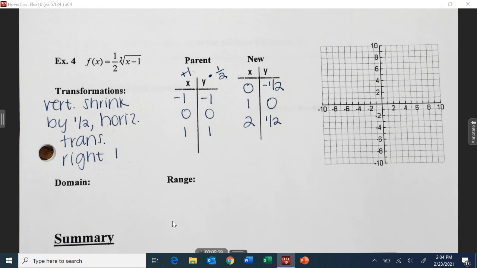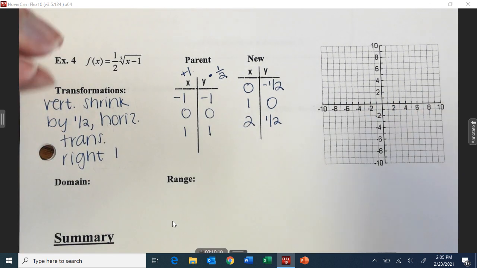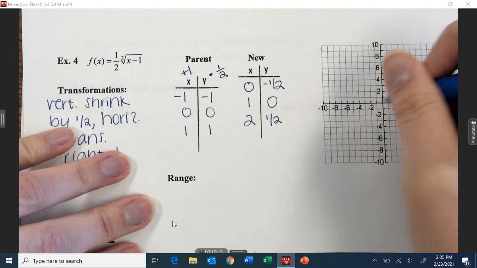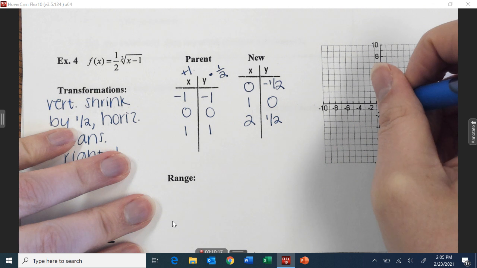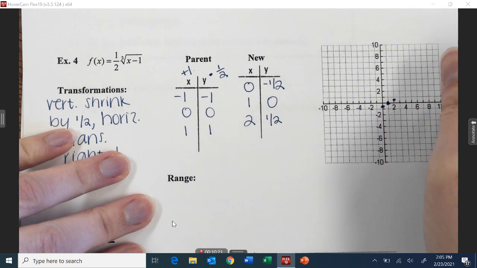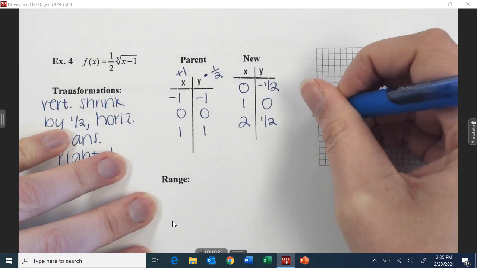Because we are shrinking here, we should be getting further away from the y-axis, which means we get closer to the x-axis, which means our S-shaped graph is going to be stretched out even further. It's going to look even less like an S shape. So 0, -1/2, 1, 0, 2, 1/2. Still try your best to get that little S shape.